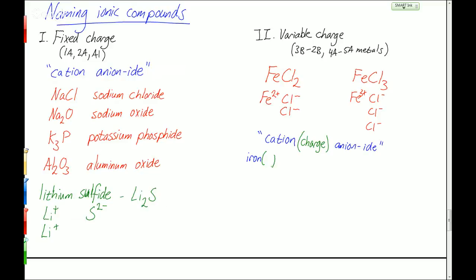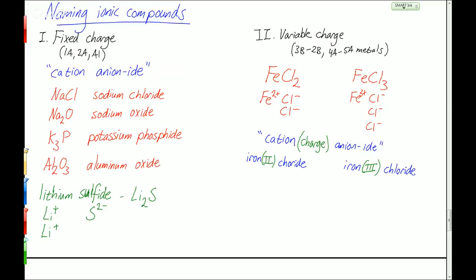And what's the charge on iron in that formula? Plus 2. So we express that with a Roman numeral 2. And then we write chloride. And on the other side then, we're going to have iron 3 chloride. And that's how we distinguish those two compounds by their names. Iron 2 chloride and iron 3 chloride.